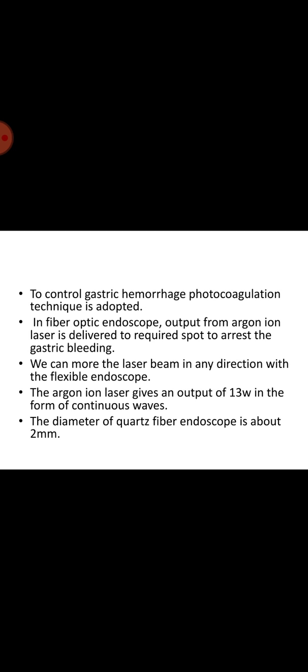We can move the laser beam in any direction with a flexible endoscope. The argon ion laser will give an output of 13 watts, as I said earlier, in the form of continuous waves, and the diameter of the quartz fiber endoscope is about 2 mm. This diagram shows the block diagram of the fiber optic gastric photocoagulator.